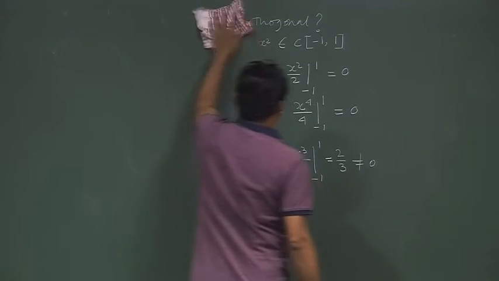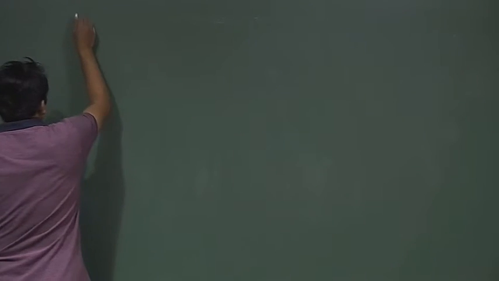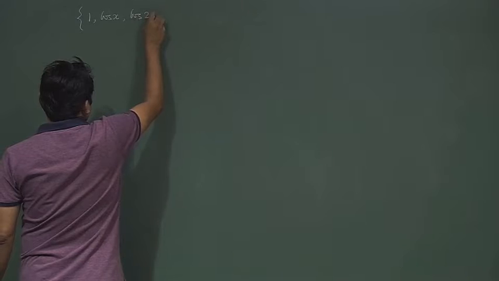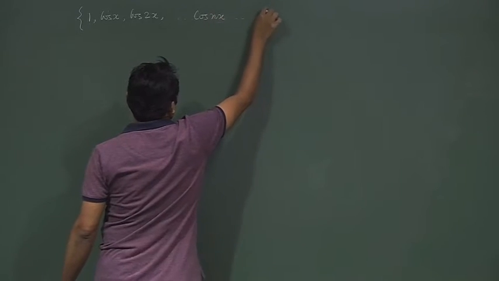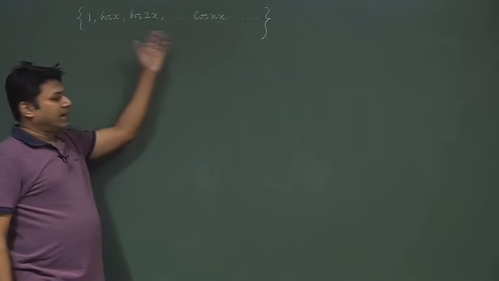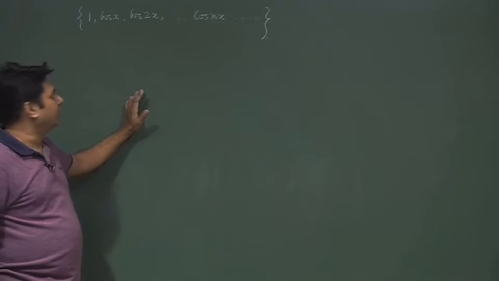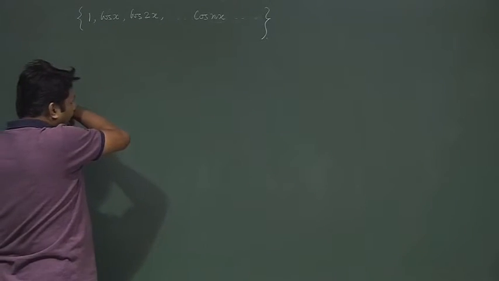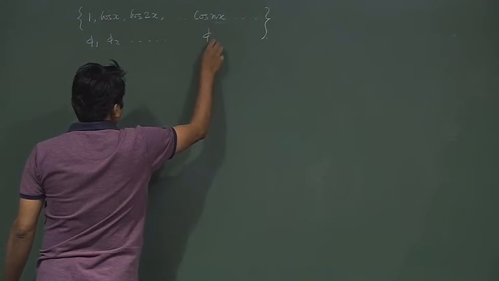Okay, let me find out another set of functions. So, say 1, cos x, cos 2x, cos nx and so on. I can extend this set of functions up to infinity. I can do up to 3, but in general I can extend these functions. So, this is my phi 1, this is my phi 2, if I note in terms of phi, this is my phi n and so on.